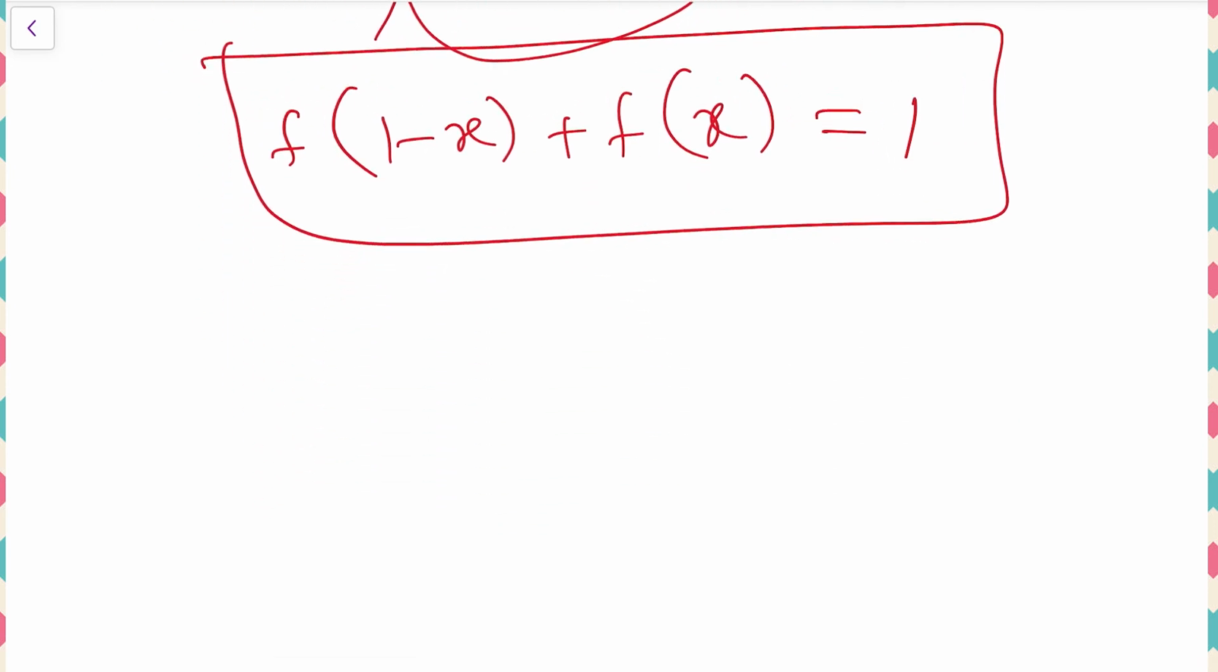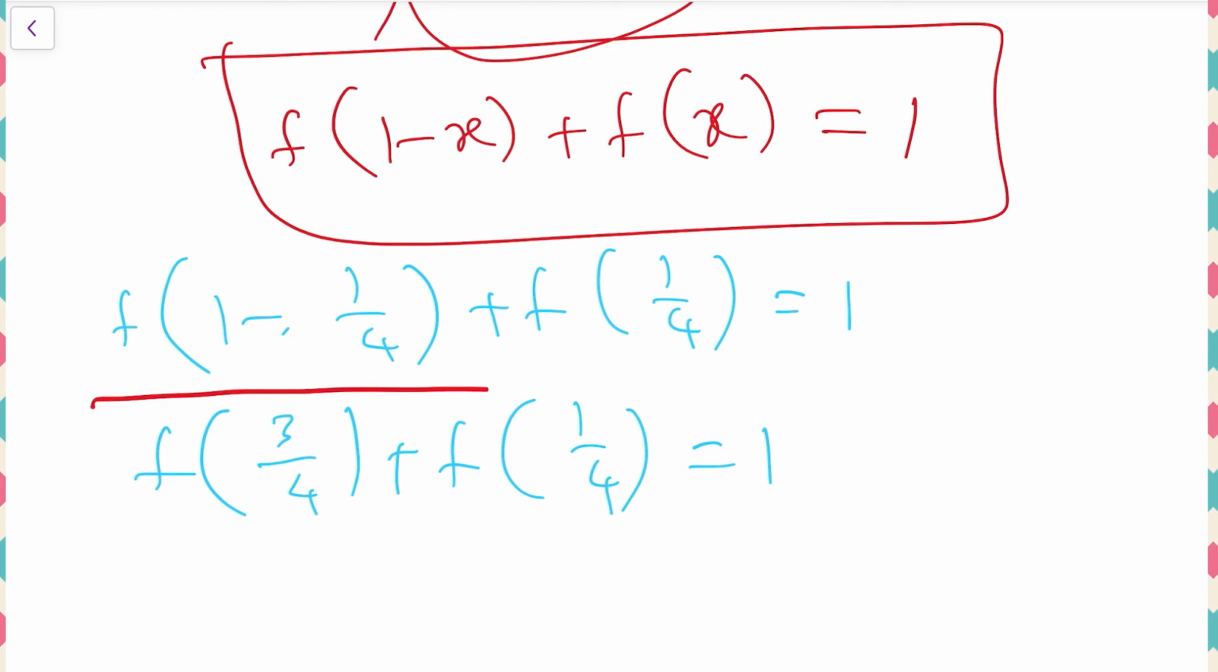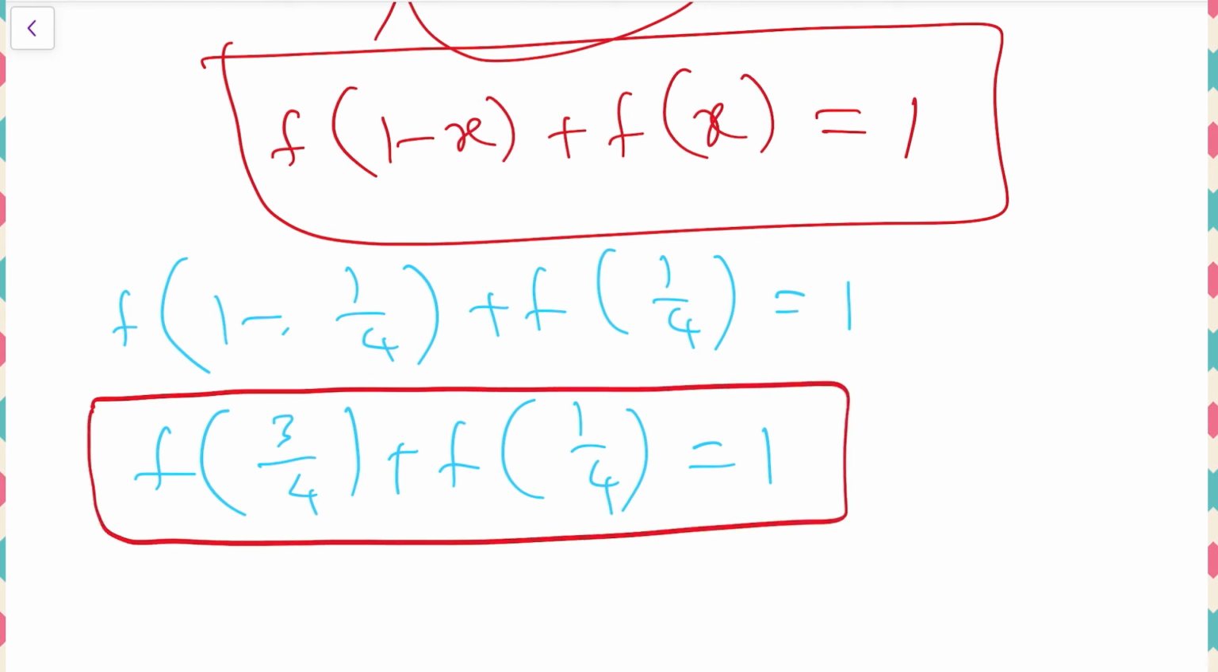Now first, in the place of x, I will substitute 1 by 4. f of 1 minus 1 by 4 plus f of 1 by 4 is equal to 1. 1 minus 1 by 4 is 3 by 4, so f of 3 by 4 plus f of 1 by 4 is equal to 1. This is equation number 1.